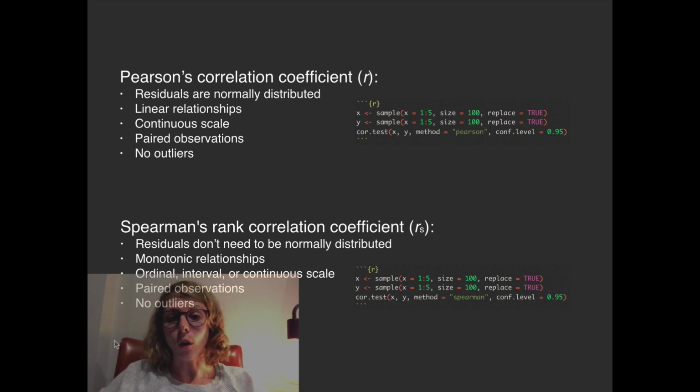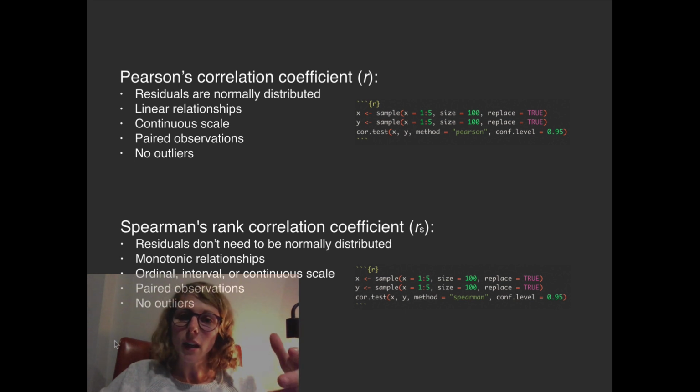The first two lines of code in each of these examples is drawing a random sample of 100 values that are between 1 and 5, and with replacement. So if the first value happens to be a 1, then the 1 goes back in the bag to be drawn out again. And I've drawn a random sample of 100 values for X that make up our X variable, and another random sample of 100 values that make up our Y variable.